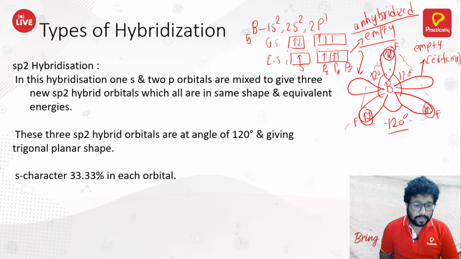Now what is the percentage s character? See, you got 3 sp2, right? So you got 3 orbitals.